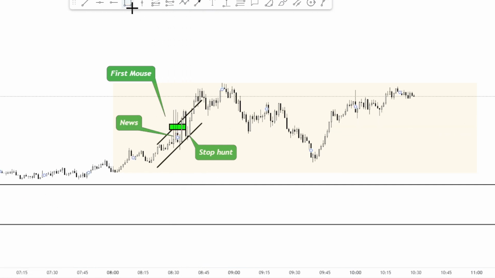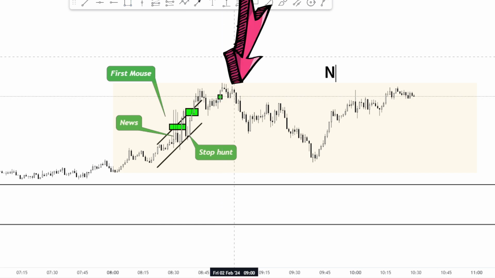I was expecting a 25 pip extension outside of that range. It didn't quite make it there, and then the end of the hour was approaching, coming into that 9 to 10 o'clock hour, and I closed the trade.